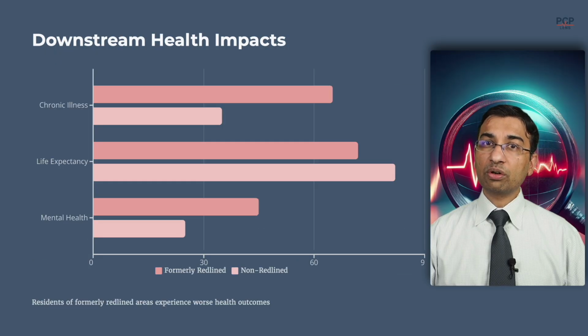Due to all these historical factors and path-dependent decisions, people living in formerly redlined areas experience higher rates of chronic illness, shorter life expectancy, poorer mental health, and have less access to both healthy food and to healthcare.